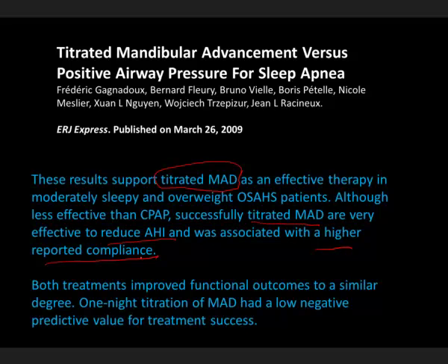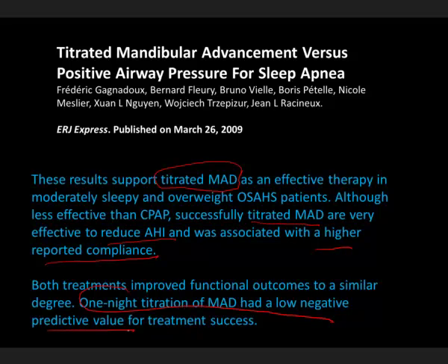Now, interestingly on this study also, one-night titrations of oral appliances had a low negative predictive value. So in other words, if they got the oral appliance in there on their very first night and they couldn't make that airway stay open on a comfortable basis for the patients, that really is a low negative predictive value. So it didn't really predict non-responders. It wasn't very valuable for finding out whether anybody couldn't respond.